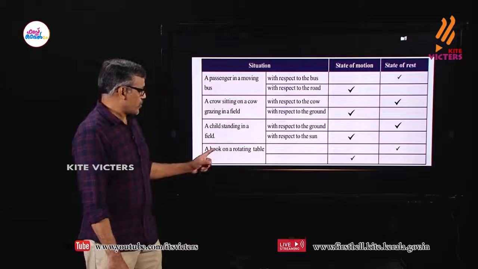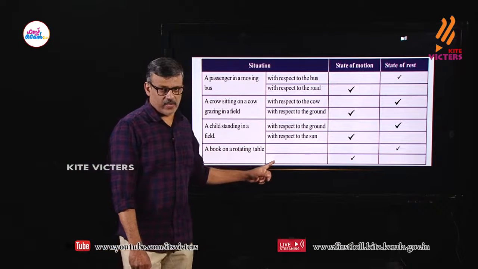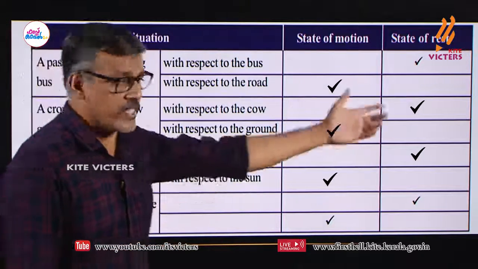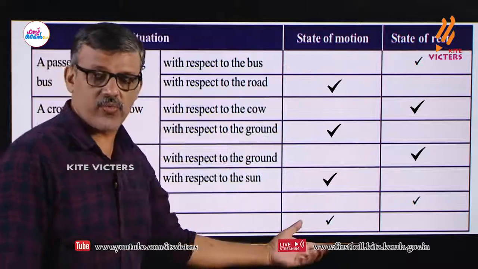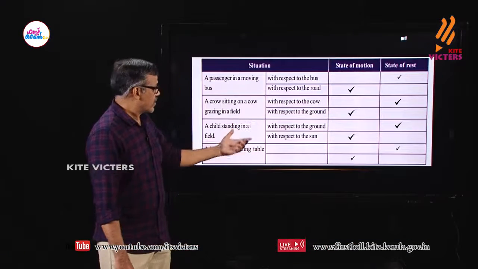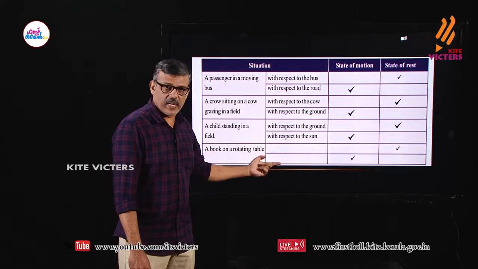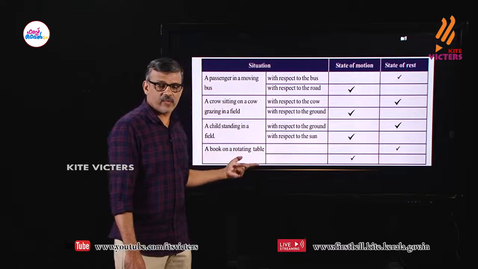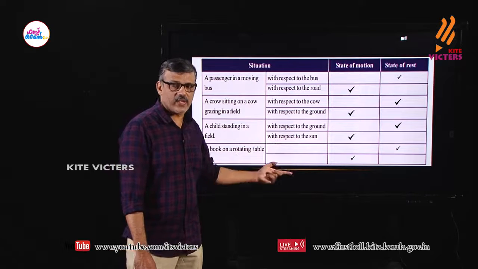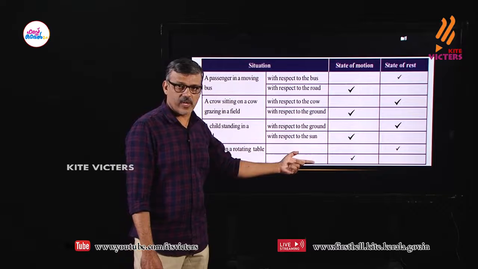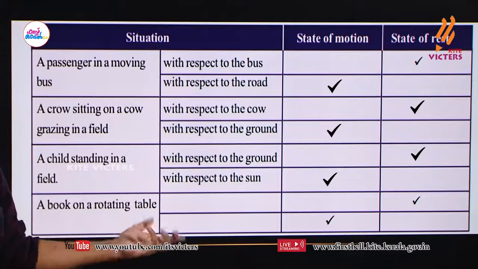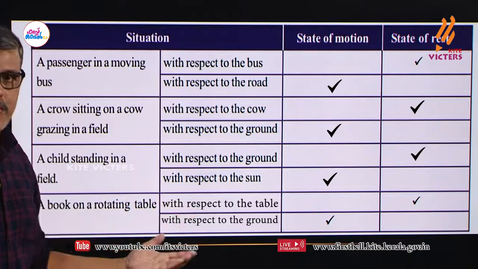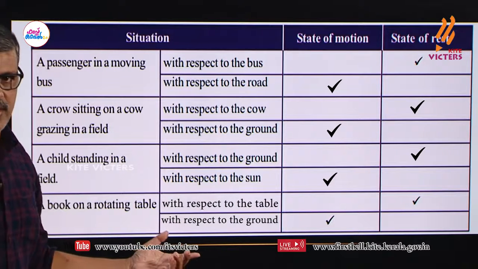Okay. In the fourth situation, a book is on a rotating table. We need to say why the book is in a state of rest, and why the book is in a state of motion. Here with respect to the table, what happened to the book, and with respect to the ground, what happened to the book? With respect to ground, the book is in motion because it is on a rotating table. So, with respect to ground, it is in a state of motion, and with respect to table, it is in a state of rest. Okay.